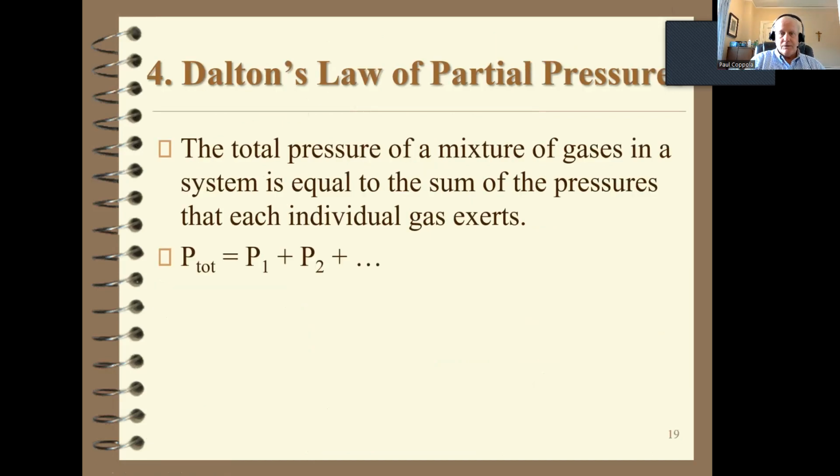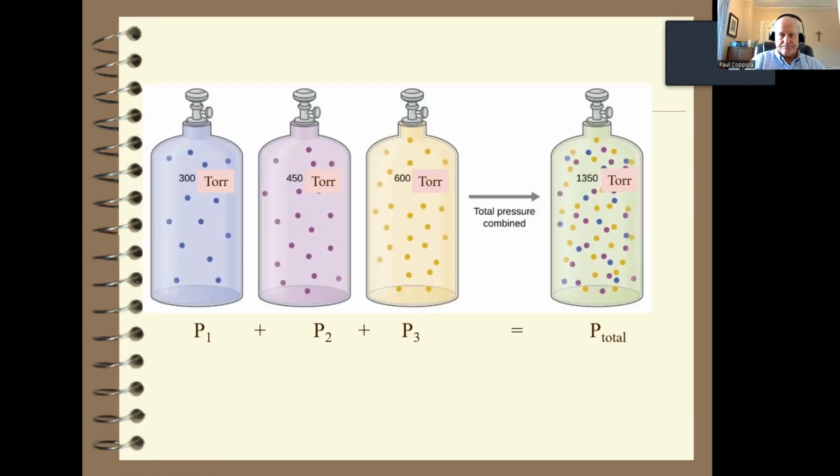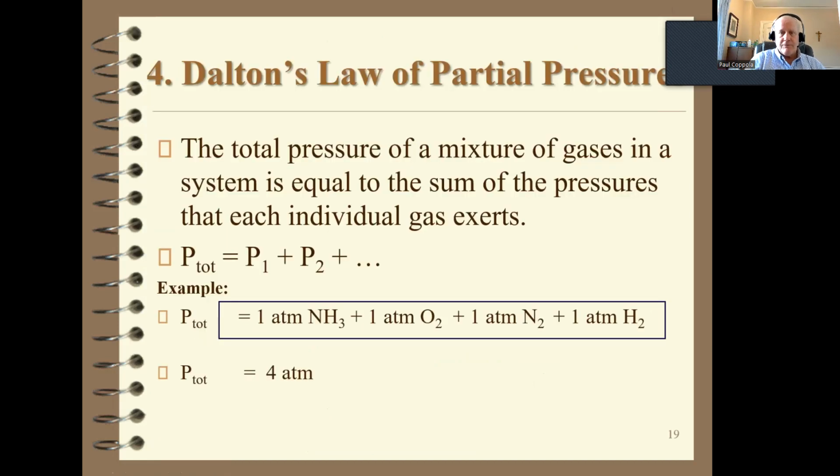Slide 19. Okay, you should know Dalton's law of partial pressures. Total pressure of a mixture of gases in a system is equal to the sum of the pressures that each individual gas exerts. Okay? So there's an example. So look that over and make sure you understand it. All right, let's go to 22.